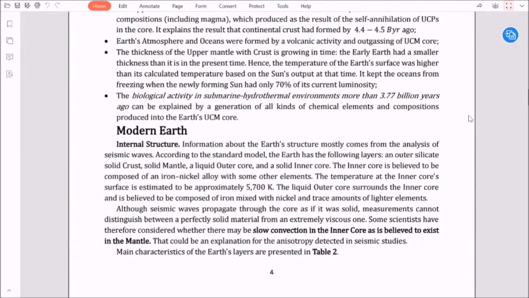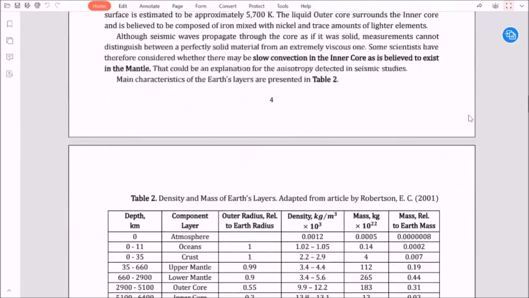The liquid outer core surrounds the inner core and is believed to be composed of iron mixed with nickel and trace amounts of lighter elements. Although seismic waves propagate through the core as if it was solid, measurements cannot distinguish between a perfectly solid material and an extremely viscous one. Some scientists have therefore considered whether there may be slow convection in the inner core, as is believed to exist in the mantle. That could be an explanation for the anisotropy detected in seismic studies. Main characteristics of the Earth's layers are presented in Table 2.